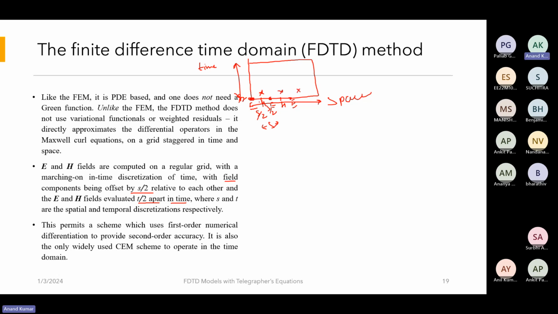Similarly, the H value over here, and hence the next electric field value will be calculated over here. Similarly, the next electric field value will be calculated over here, at T distance apart from the previous E field. And again, the next H value will be calculated T by 2 and S by 2 away from the electric field. So the next H value will be somewhere over here. So this is how we will calculate the E and H values.